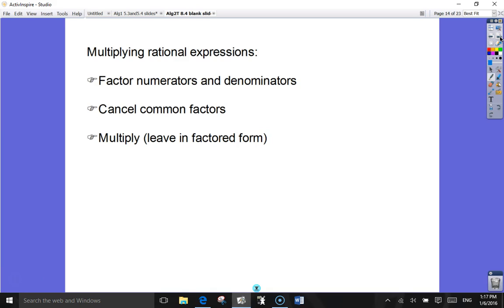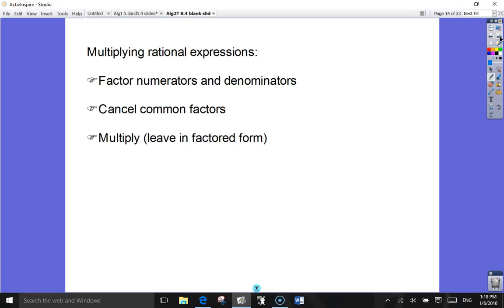So it could be even more than two fractions, right? It could be 3, 4, it's usually 2. So there's going to be more than one numerator or more than one denominator. Factor them all, if they're factorable, and then cancel the common factors. Meaning, even before you've multiplied them together, remember, you can cancel factors that are common to the numerator and denominator. And then once you've done that, multiply them all together.